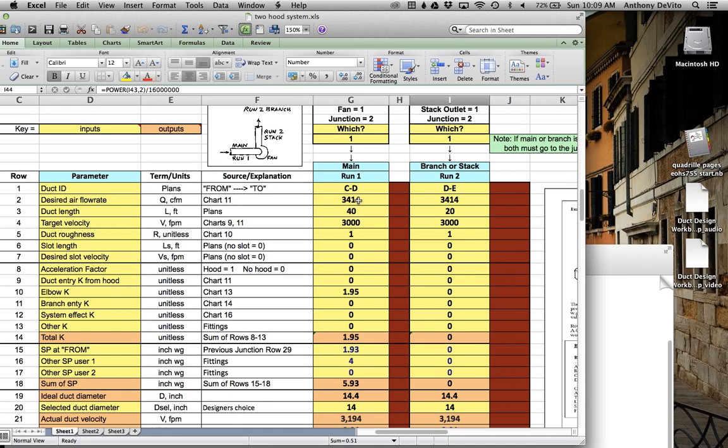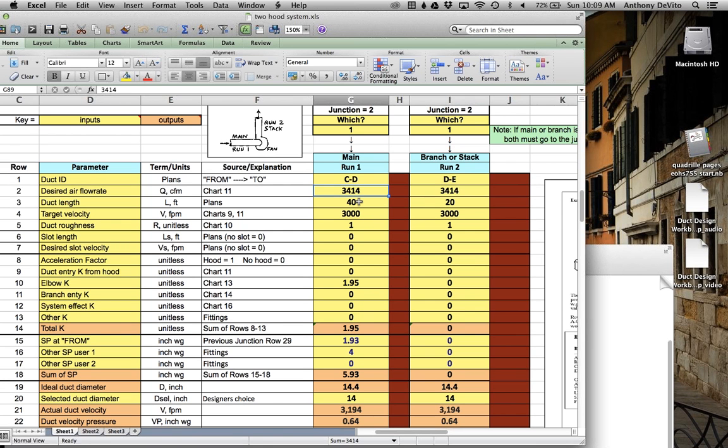But at any rate, we get 3,414 as the amount of air that's going to run through the rest of this system. No more branches here. It's going through here, and then it's going through here. It's not going through both at the same time; it's the same volume going through both. The amount of ductwork in the run from C to D is 40, which was given to us in the length of ductwork. The duct roughness, galvanized iron, is 1.